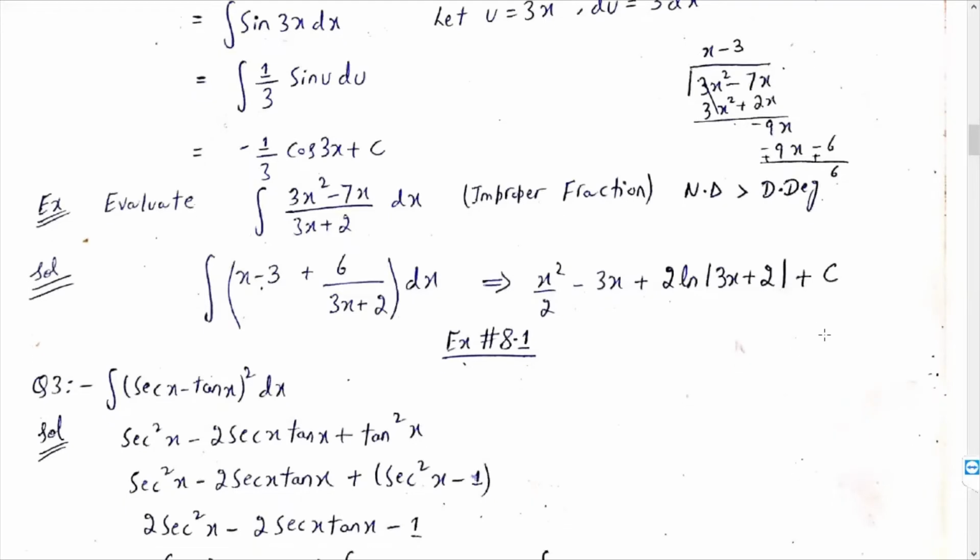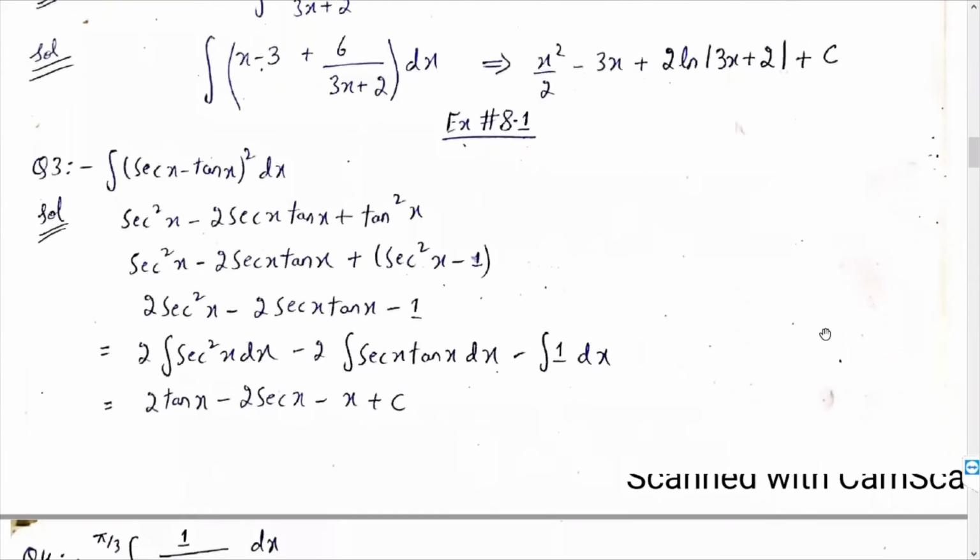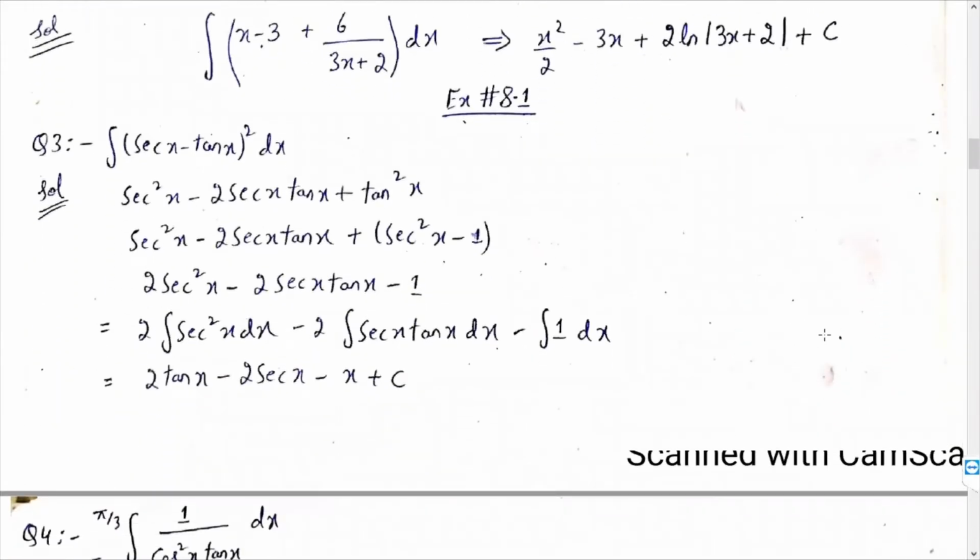So starting exercise 8.1, question number 3, integral of (secant x minus tan x) whole square dx. Applying the (a minus b) whole square formula, this is secant square x minus 2 secant x tan x plus tan square x.